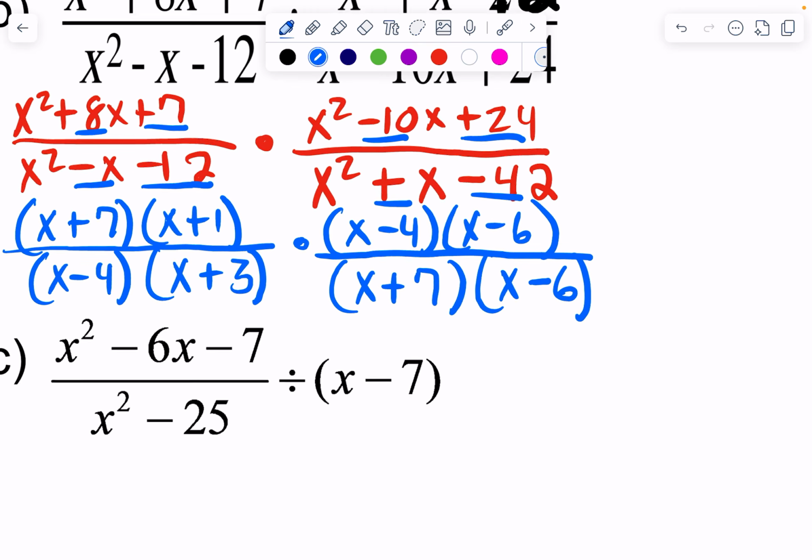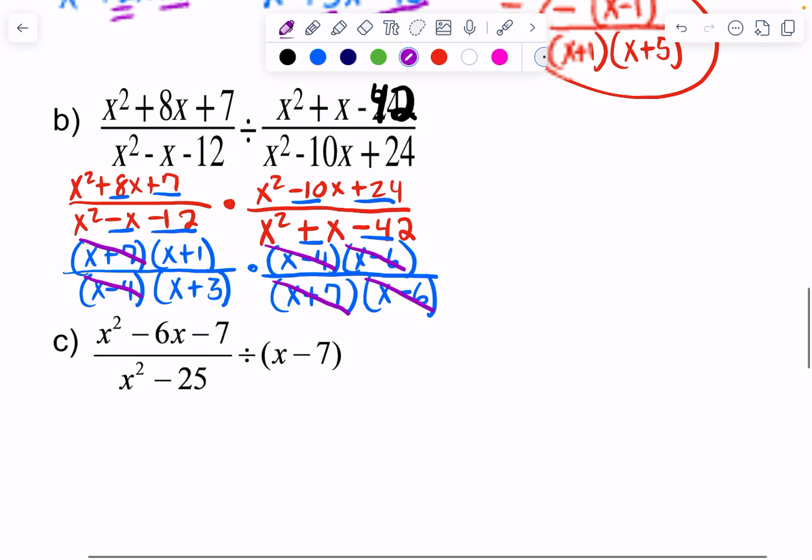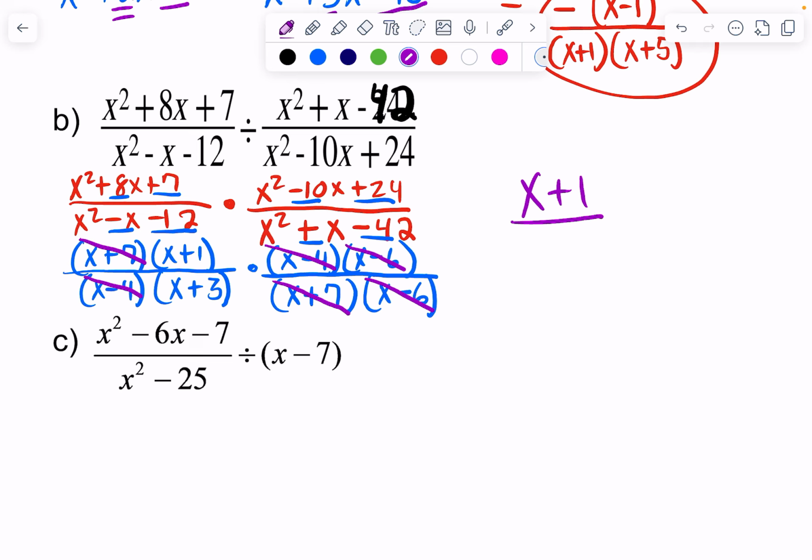And now we're at the fun part. We're going to go ahead and cross-reduce. So this x plus 7 in the numerator cancels with this x plus 7 in the denominator. This x minus 4 in the numerator cancels out with this x minus 4 in the denominator. This x minus 6 in the numerator cancels out with this x minus 6 in the denominator. And we are left with x plus 3 over x plus 1, over x plus 3.